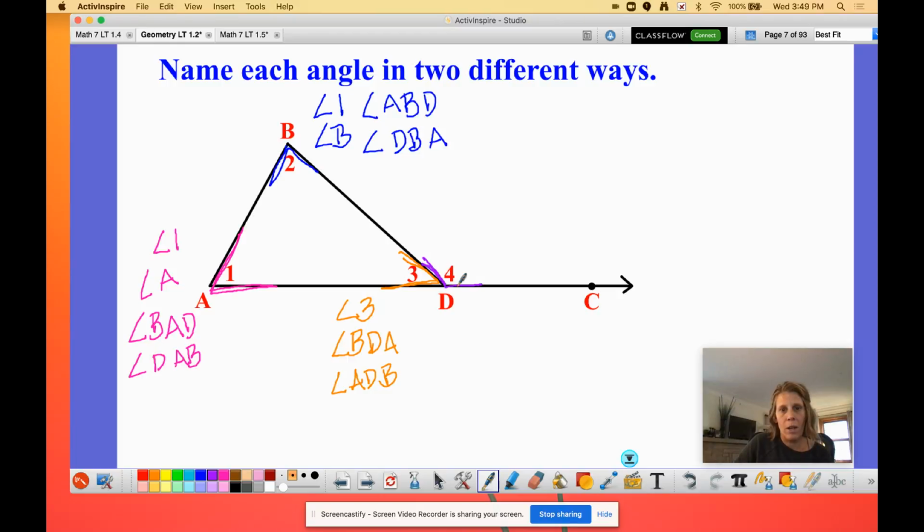Let's go to angle 4. We could call this angle 4, angle BDC, angle CDB. Now notice for this one here, we don't have an angle D because if you said angle D, we don't know if you're talking about angle 4 or angle 3.